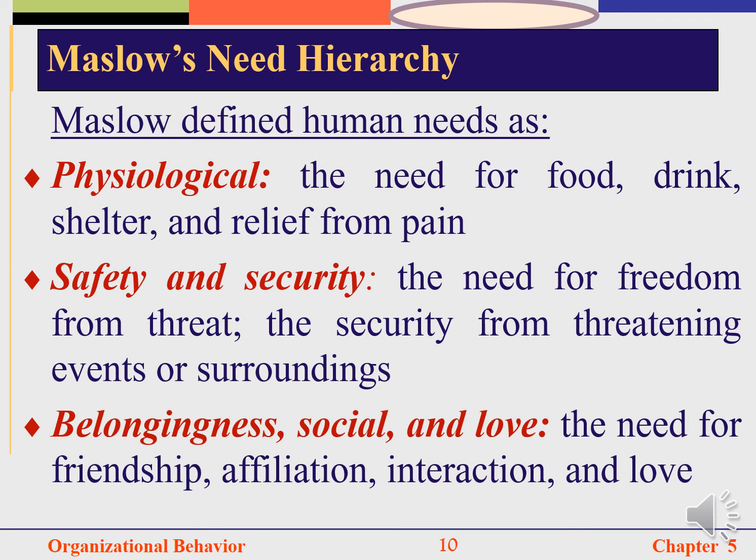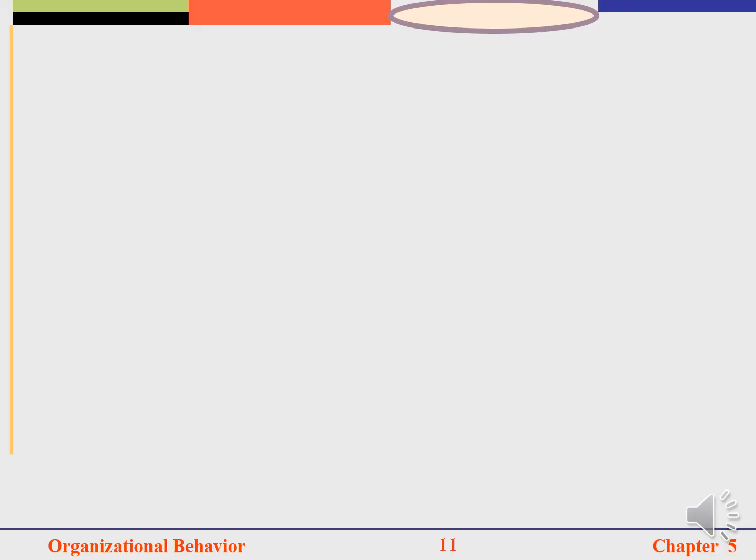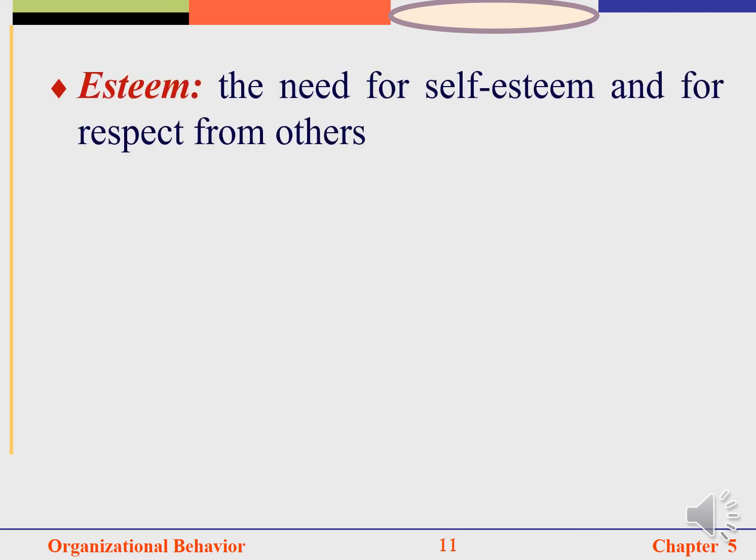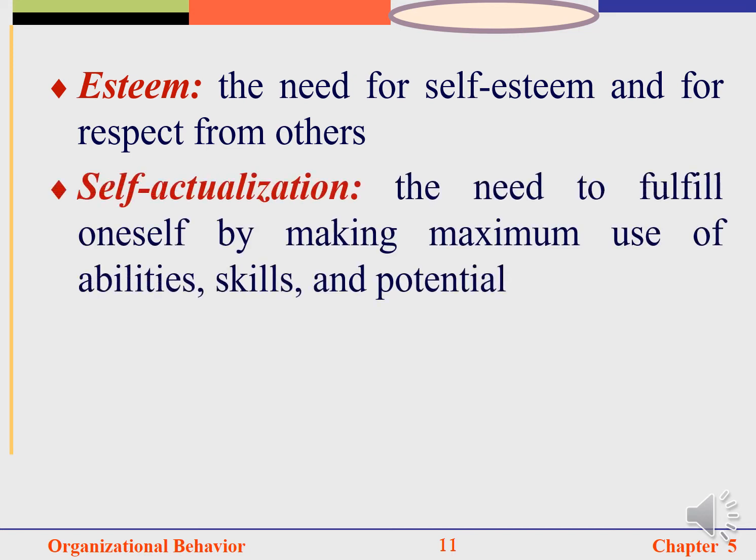And the third group, the social, love, need for friendship, for interaction, for affiliation, for love. This is a very important human need. Then the self-esteem, self-respect. You need to respect yourself and also to gain respect from others. And finally, the self-actualization, the need to fulfill oneself by making maximum use of abilities, skills, and potential.